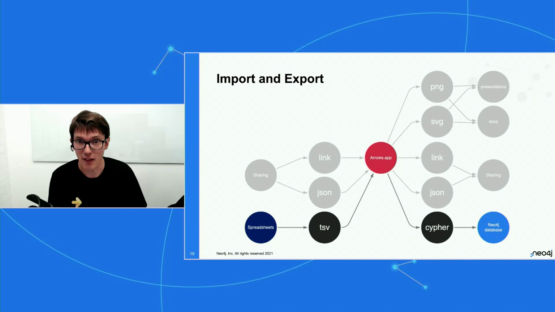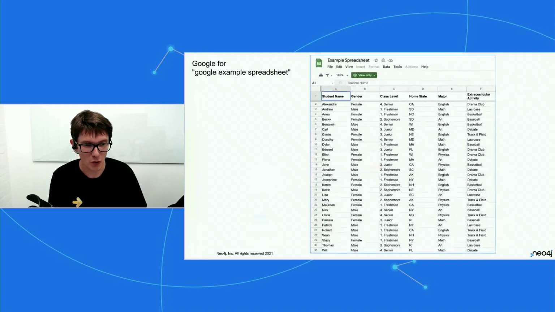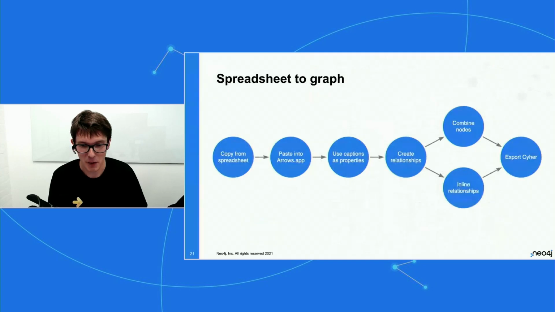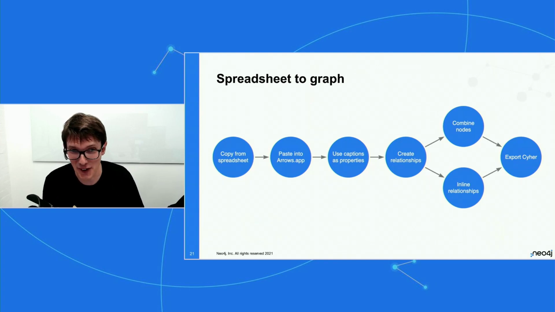So I think we've covered all of the material. I'm just going to recap on the spreadsheet to graph. What did we do? We copied from the spreadsheet. We pasted. We used the captions as properties. That's a really clever little feature in Arrows. We created a load of relationships, and then we combined those and inlined relationships until we got the Cypher that we wanted.